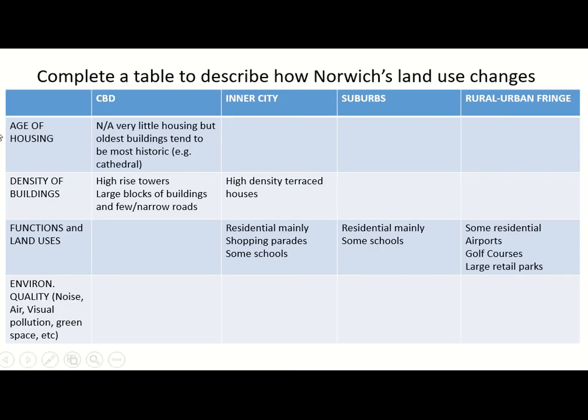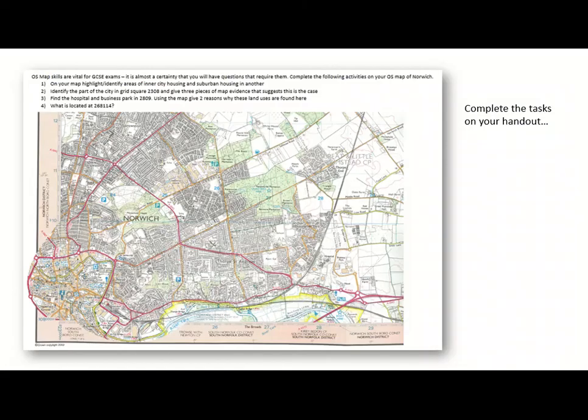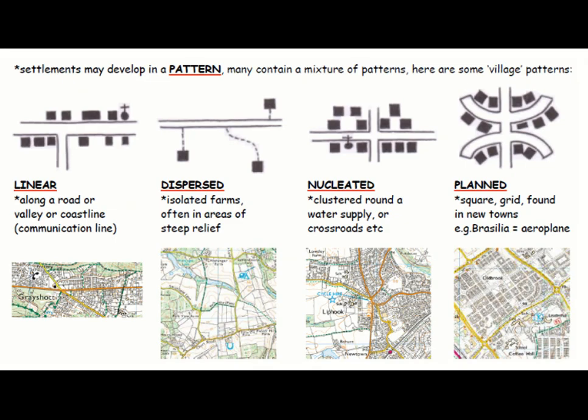Age of housing, not really relevant for the rural urban fringe. Density of buildings, very, very sparsely spread. And environmental quality depends. If you're near an airport, not great. But if you've got a golf course, retail parks, it might vary slightly. But there's not a lot of noise pollution or air pollution. It's largely green space, mainly open areas. So hopefully, I'll go back to this one so you've got a chance just to finish your table.